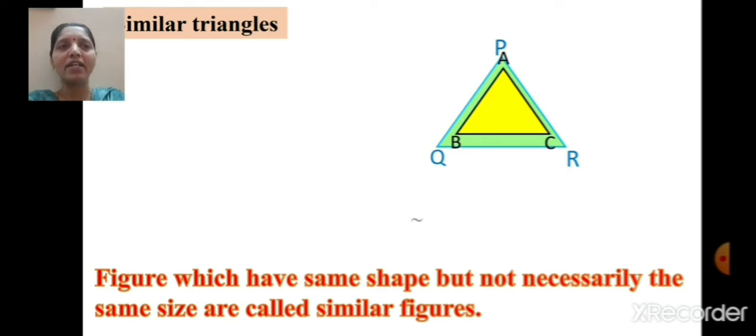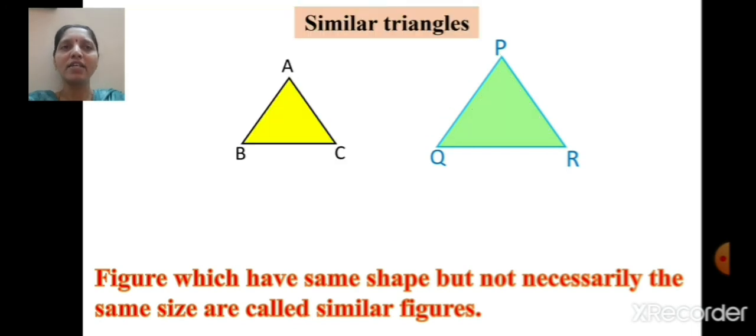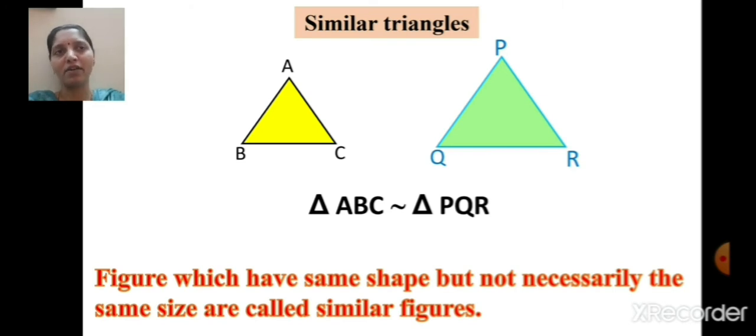Similarity can be denoted by this symbol. This symbol is used to show the similarity between the figures, right? Here in this case, I can say triangle ABC is similar to triangle PQR. This is the way you have to write down similarity between the triangles: triangle ABC is similar to triangle PQR.